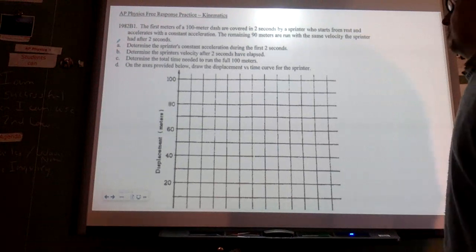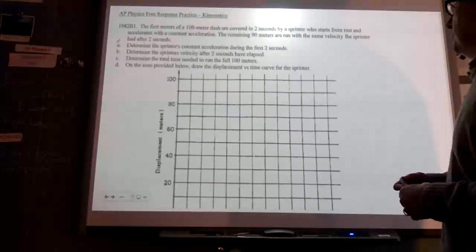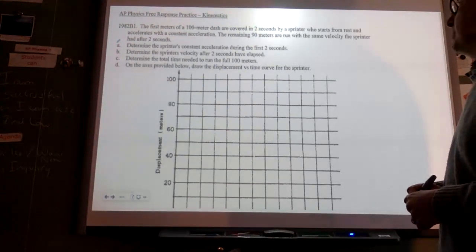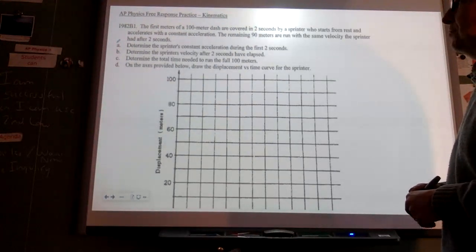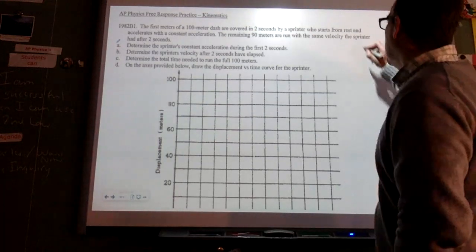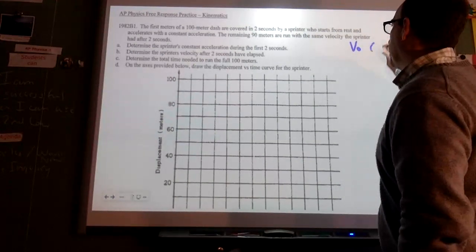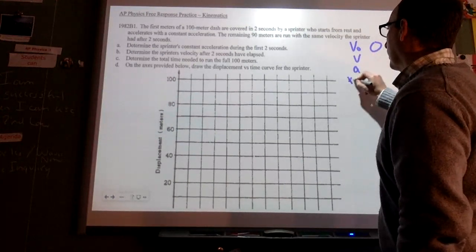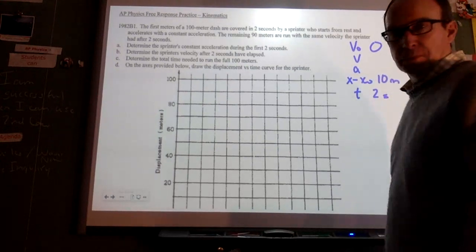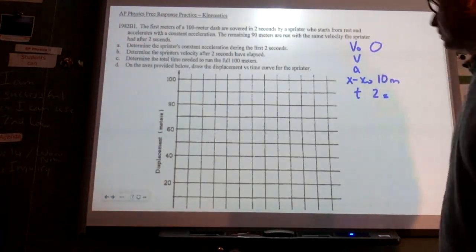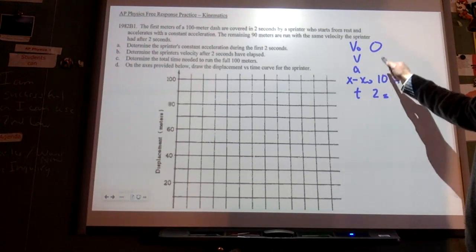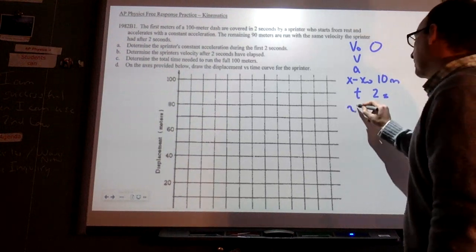So the first 10 meters of a 100-meter dash are covered in 2 seconds by a sprinter who starts from rest and accelerates with a constant acceleration. The remaining 90 meters are run with the same velocity the sprinter has after 2 seconds. Determine the sprinter's constant acceleration during the first 2 seconds. So you'd want to start by making a chart. Once you do that, you should be able to solve for both the acceleration and your final velocity.